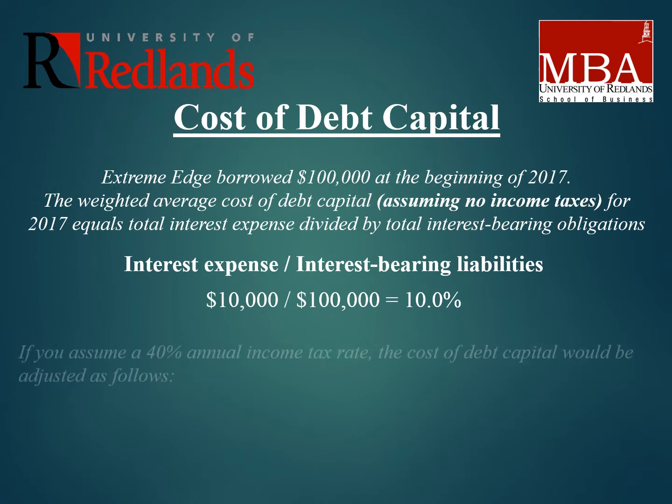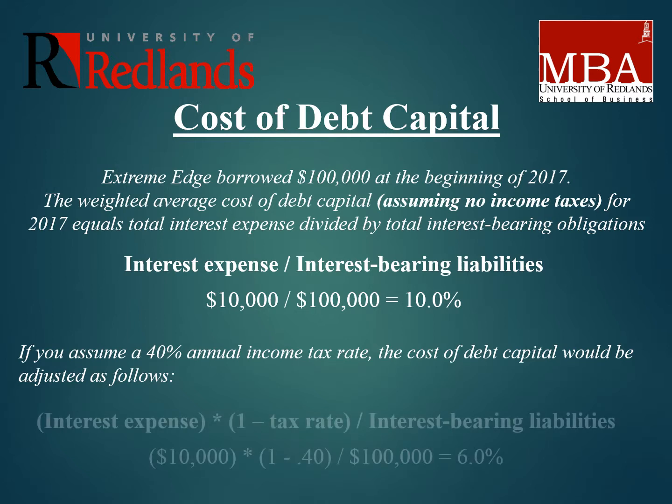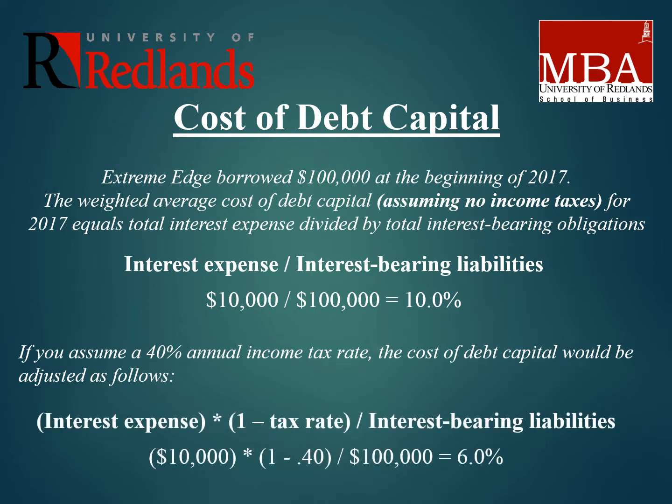So again, assuming no income taxes, the interest expense divided by interest-bearing liabilities gives us a cost of debt capital of 10%. If we assume a 40% annual income tax rate, the cost of debt capital would be adjusted as follows. We would take the interest expense of $10,000 and multiply that by 1 minus the tax rate of 40%. And then we would divide that by the $100,000, leaving us with an actual cost of debt that has been adjusted by income taxes of 6%.